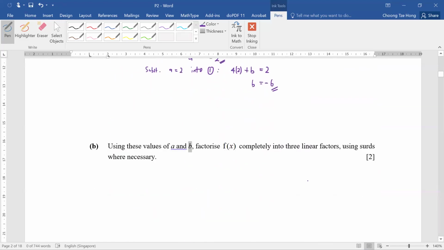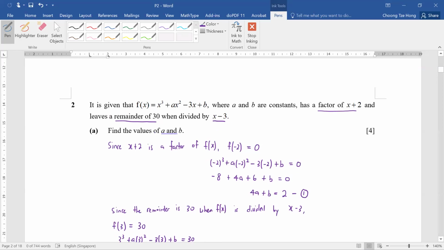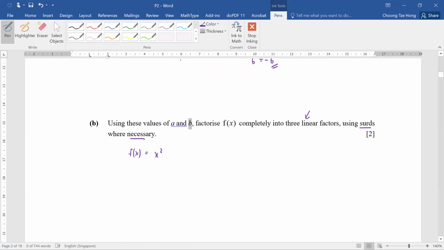Alright, then the next part: using these values of a and b, factorize f(x) completely into 3 linear factors using surds where necessary. So when they say linear factor, it means the degree of the factor is 1. So we'll get 3 linear factors. Right, so f(x) equals x cubed, and we have found a to be 2 and b to be negative 6, so we can replace the a and b with their values. So a will be 2, so you have 2x squared minus 3x, then b is negative 6.